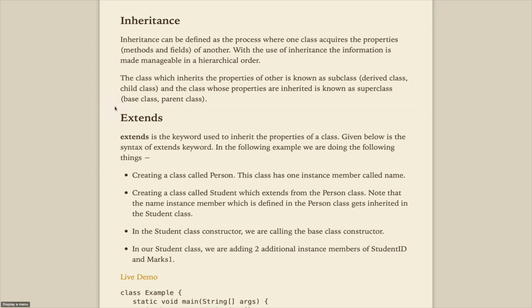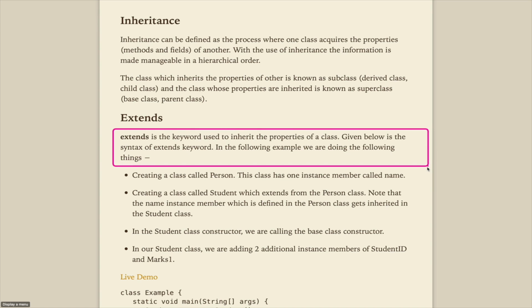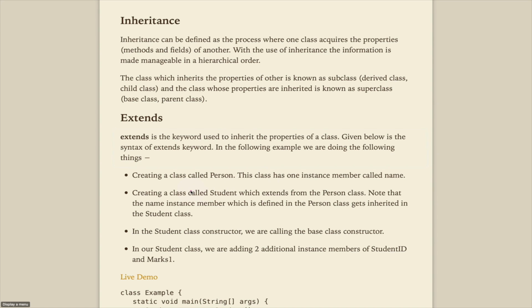Now the keyword that is very important is extends. Extends is a keyword used to inherit the properties of a class. Given below is the syntax. So, for example, we have a person class. This class has one instance member called name. We create a class called student, which extends the person class. Note that the name instance member, which is defined in the person class, gets inherited by the student class.